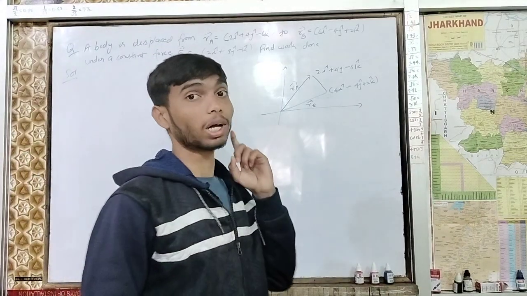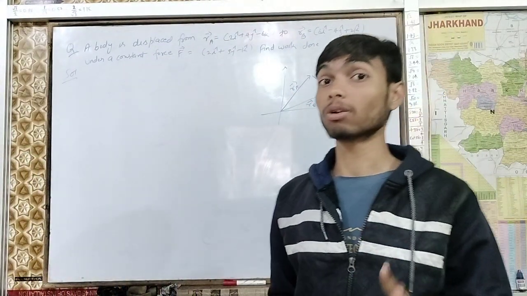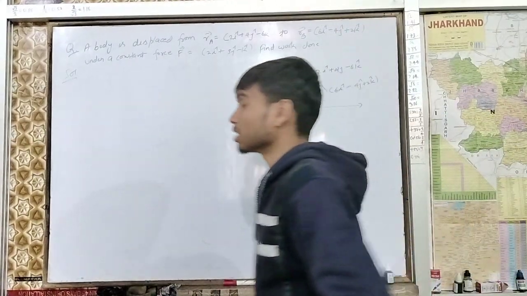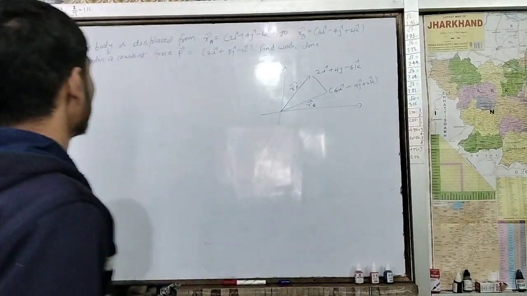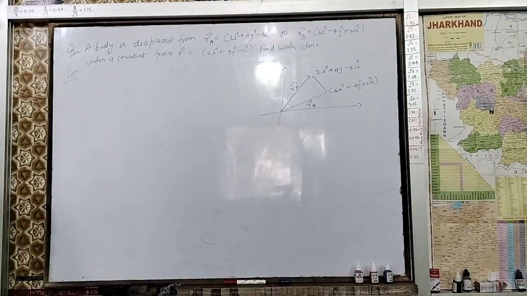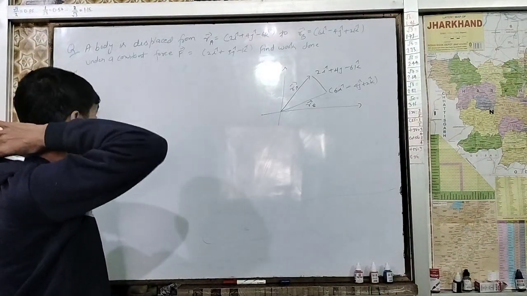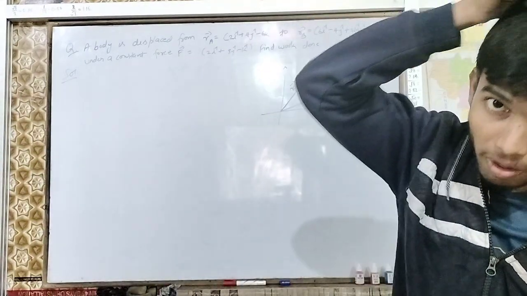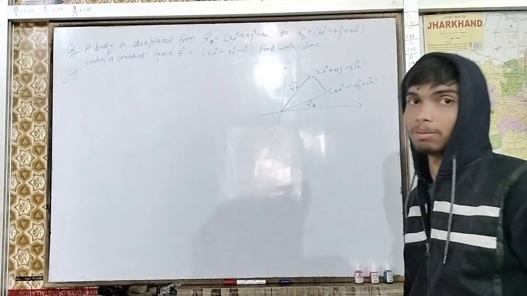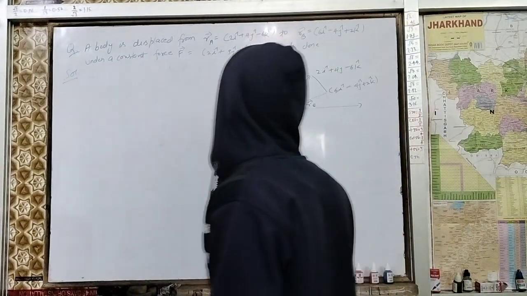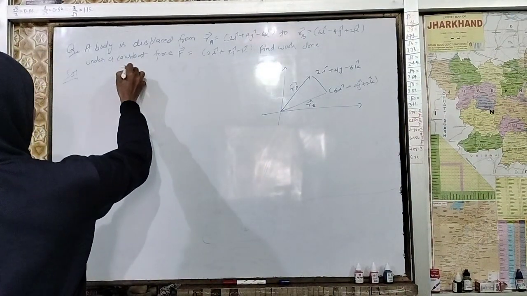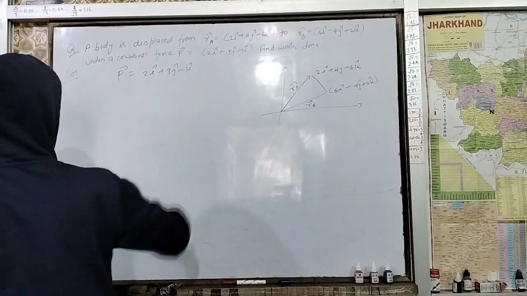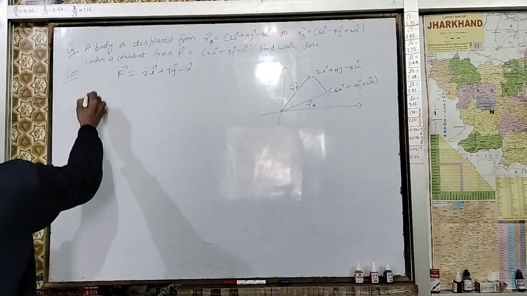We know how to calculate displacement when position vectors are given: final minus initial will be the displacement. Force is given, which is a constant. If a force is not providing x, y, z, then you just understand that force is a constant. If a force is providing x, y, z, it means force is a variable. You can write constant force 2i cap plus 3j cap minus k cap.